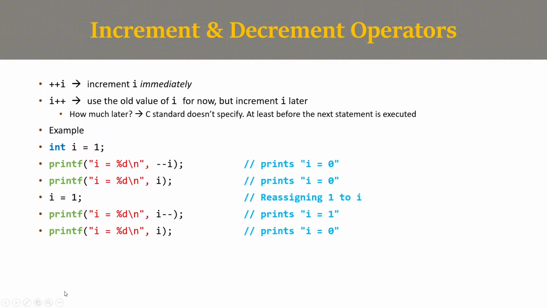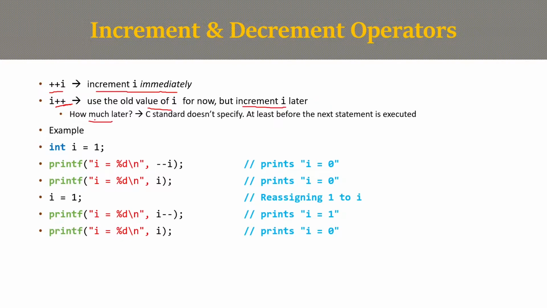Okay, now let us see how the postfix and the prefix operators work. Here you can see we have the prefix operator plus plus I, and this I will be incremented immediately. Okay, so I will be incremented immediately if you use plus plus before. So for prefix, I is incremented by 1 immediately. But for the postfix increment or decrement operator, what is happening is we use the old value of I, but increment the value of I later on.